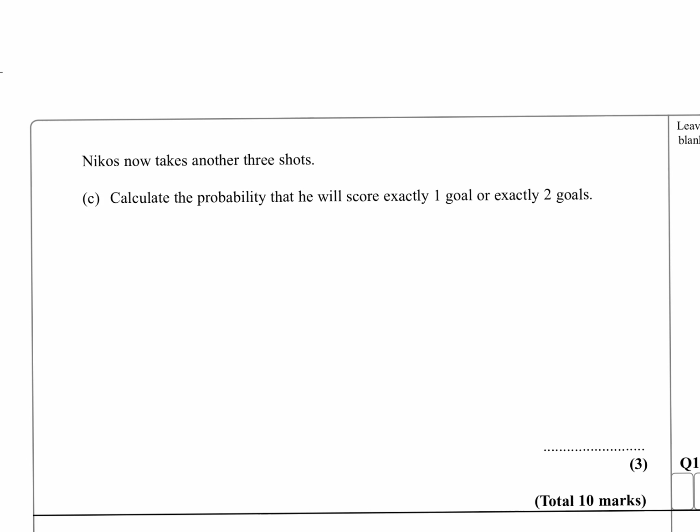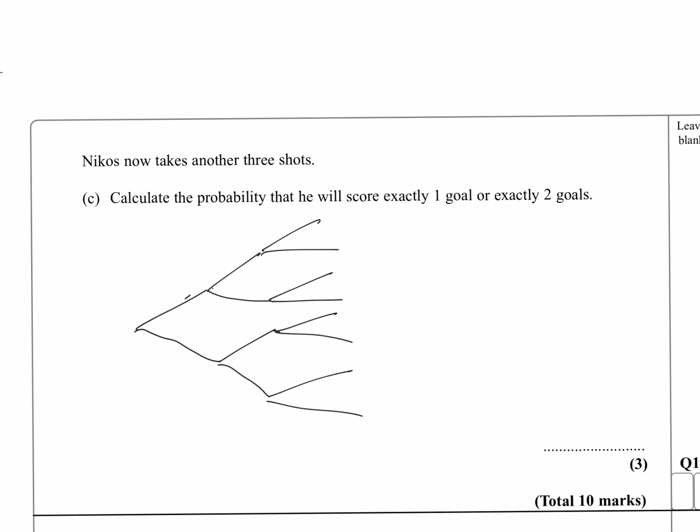So calculate the probability, if he takes another three shots, that he'll score exactly one goal or exactly two goals. Okay, so we've got a probability tree, we've got a bit of space to be able to draw it. Three this time. So, goal and a miss, goal and a miss, all the way through we've got 3/4 and a quarter.